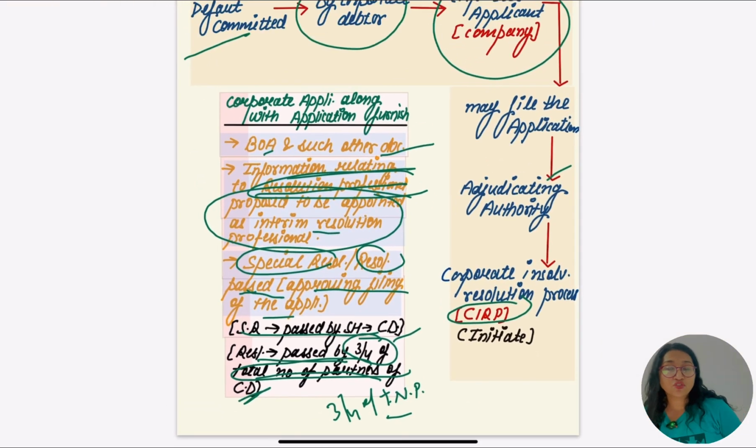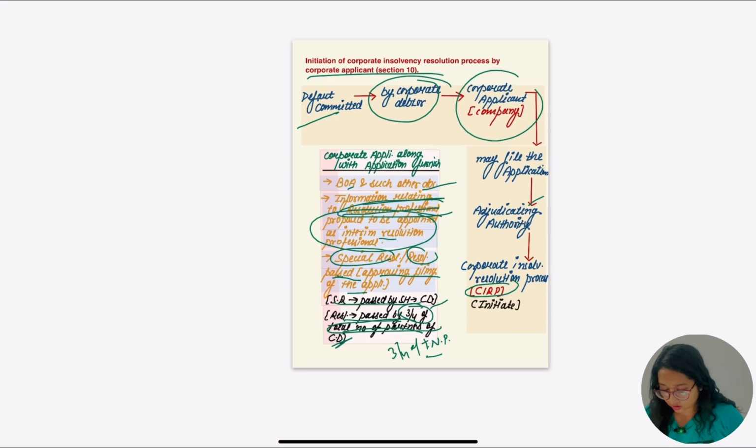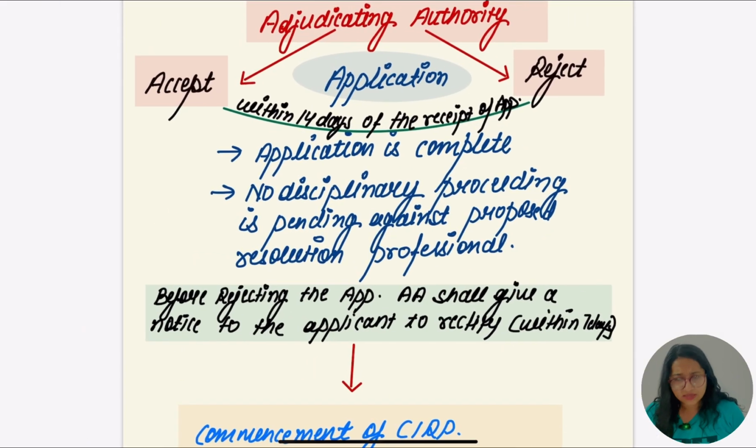So the first thing to be furnished along with the application is the books of accounts and other documents. Second is the name of the proposed interim resolution professional who is to be appointed. Third is the special resolution and resolution for approving the filing of the application. This is to be furnished along with the application. It was clear to you, I hope.